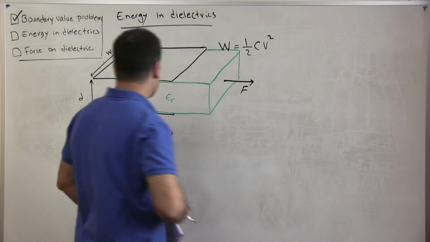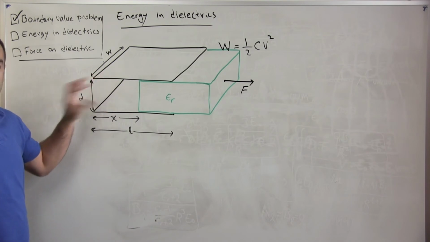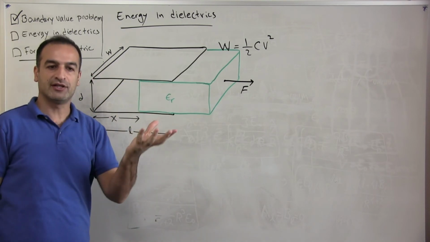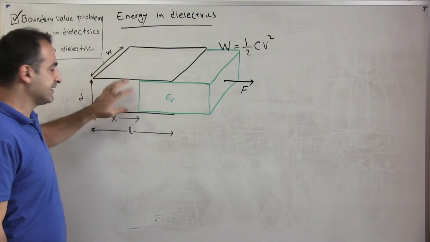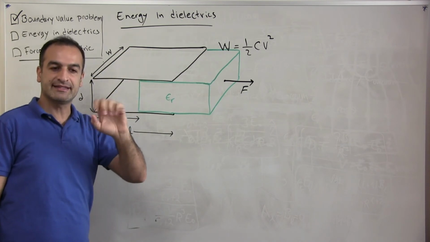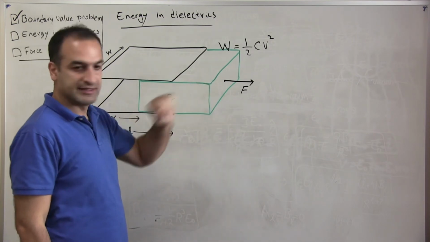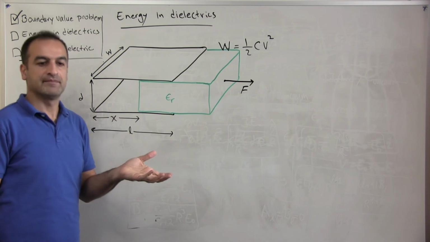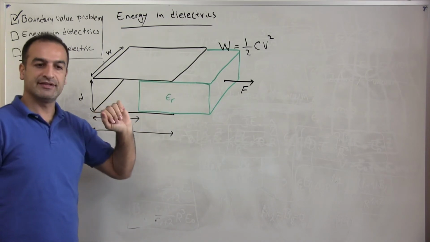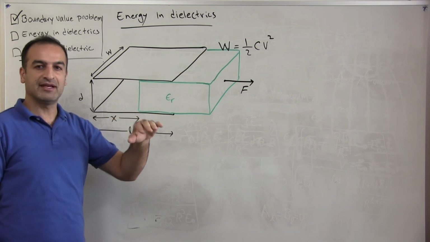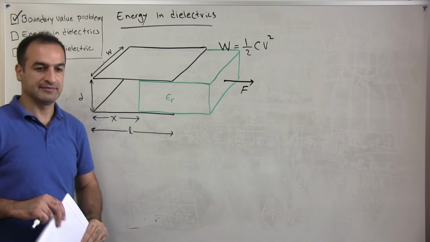So the situation here is this. I want to connect the capacitor to a battery and charge it up. There will be some charges, positive and negative, on these two plates. Then I disconnect it from the battery and start pulling this out. So I have a closed system, right? As I pull the slab out of the capacitor, I'm doing some work. At the same time, that work should change the energy stored in the capacitor.